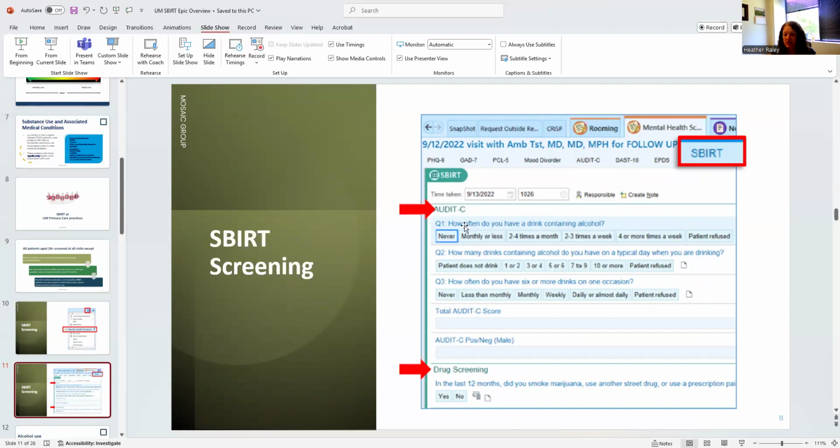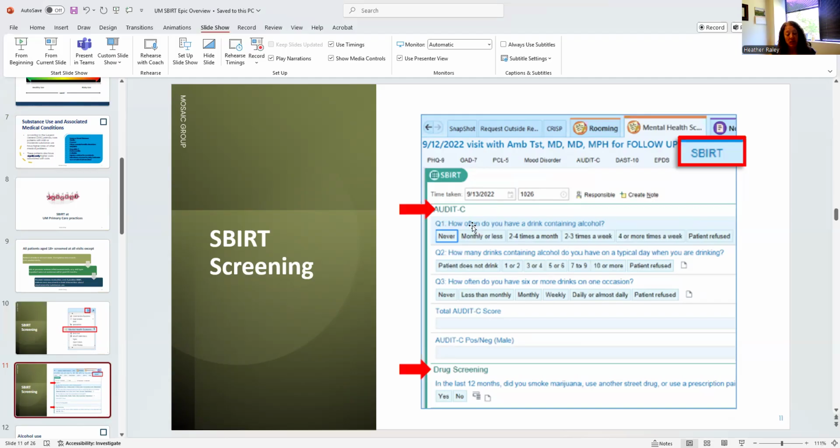So the Audit C starts with the question, how often do you have a drink containing alcohol? And we really encourage you to ask that exact question each time you open the screen, not to only open it when patients say that they drink. If a patient doesn't drink, they still need to have the screen open. And please don't ask leading questions like, you don't drink, right? Or I know I've asked before, but you don't consume any alcohol, right? Instead, ask the question exactly as worded, as it is a validated screening tool and loses its validity if it's not asked exactly as worded.